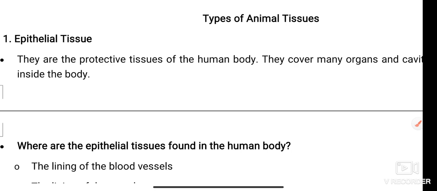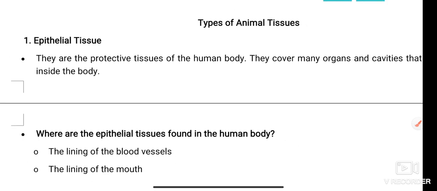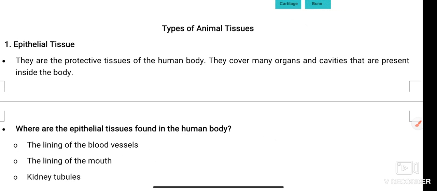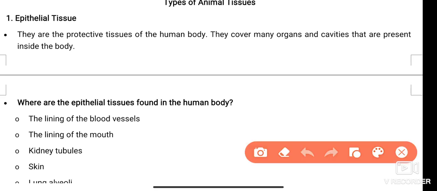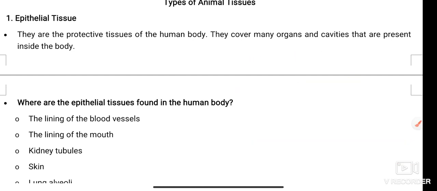First is epithelial tissue. What is epithelial tissue? They are the protective tissue in the human body. They cover many organs and cavities present inside the body. They are part of outer organs like skin, and they are also part of internal organs. All are made up of an epithelial tissue layer. Like plants have an epidermis layer, animals have an epithelial tissue layer.